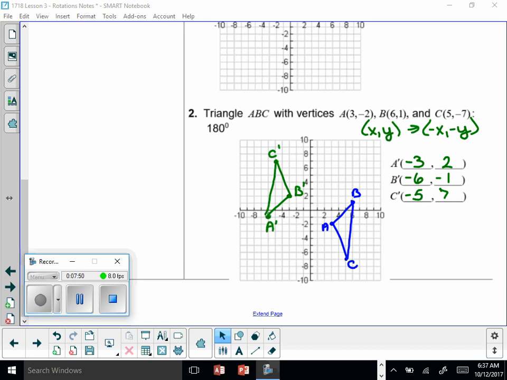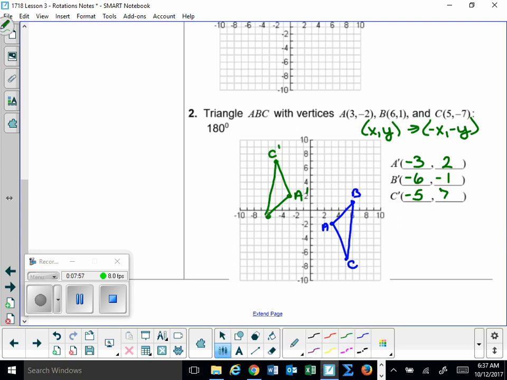I labeled mine incorrectly, as I'm pausing for a minute to look at mine. Right, this was A prime, and this was B prime. Very important that your labels are accurate. This is 180 degrees, so I should be able to go diagonally to the other quadrant, right? A was in the fourth quadrant, A prime should be in the second. B was in the third, or first, B prime should be in the third. And that's how I noticed my mistake. The labels matter, and you have to be careful.